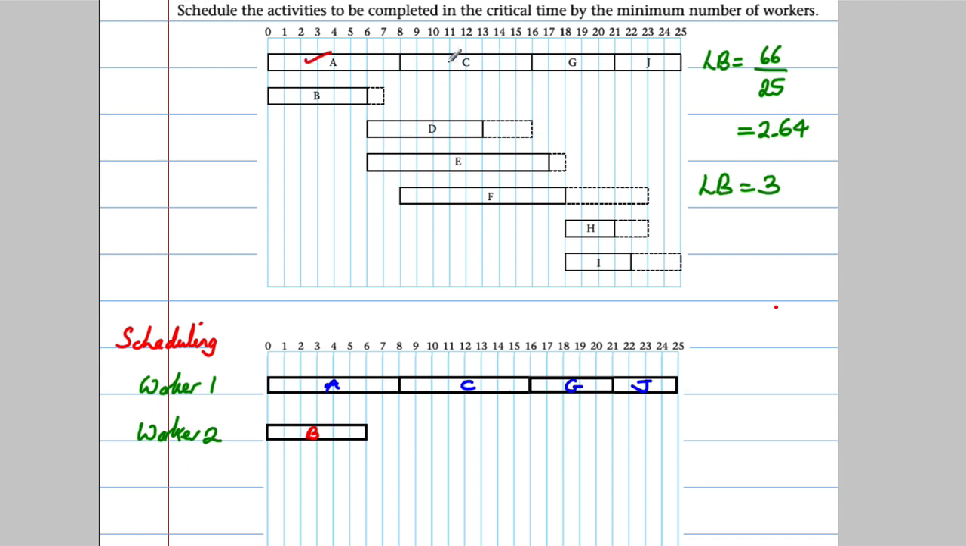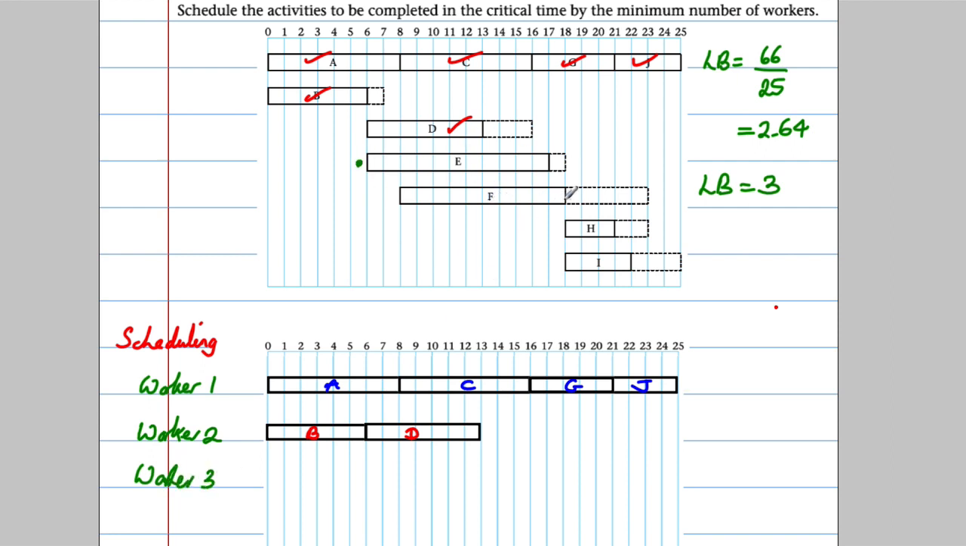So I've done that one, that one, that one, and that one. I'm going to put D next between 6 and 13. So D is going to go next between 6 and 13 as follows. And I've done that one. Now E. E is going to need another worker because E can't fit after D at all. So E is definitely going to need another worker. So we know we're going to need worker 3. Okay, so we'll come back to E in a second.